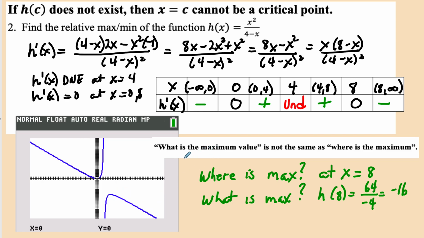I do want to talk about these words. What is a maximum value versus where is a maximum value? Where is a max, and that's located right here. Where is the max is what they're asking is the x coordinate at x equal to 8. What is the max? What is the max is asking for the y coordinate, and that y coordinate will be negative 16.